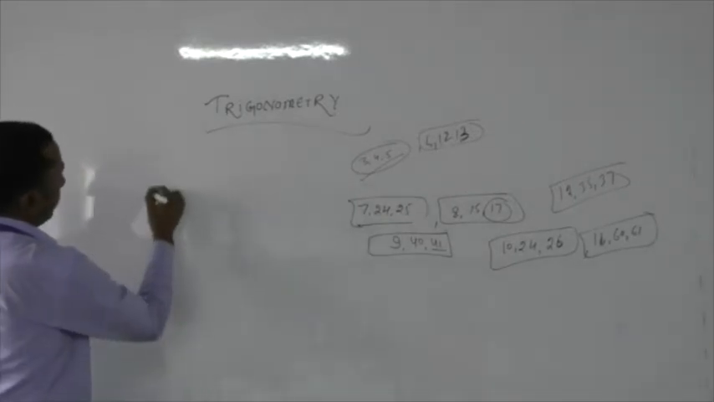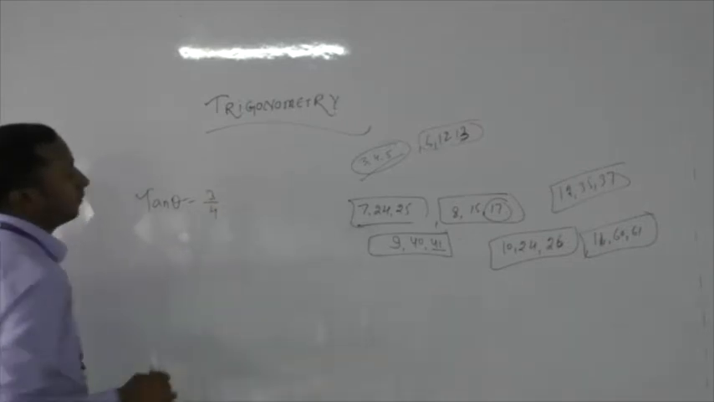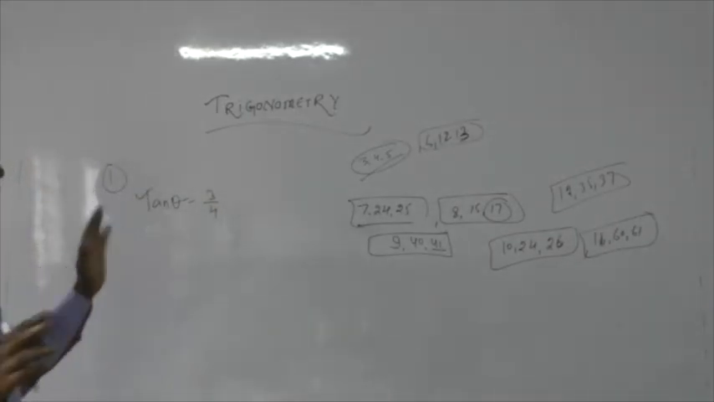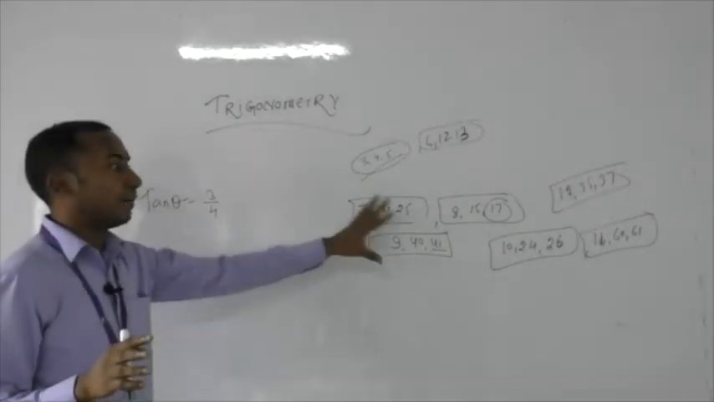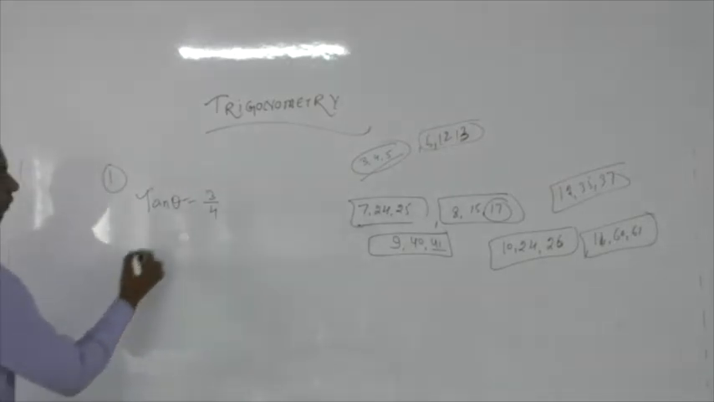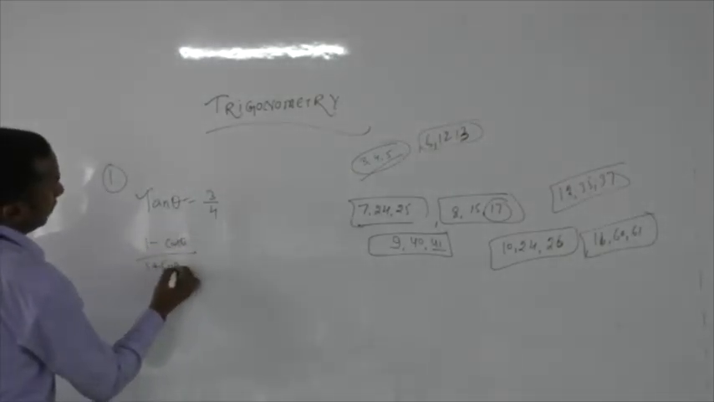This is the question. Tan theta is equal to 3 by 4. Question number one. Based on this Pythagorean triplet, you don't have to apply the Pythagorean theorem completely. Apply this formula that I told you. So tan theta is equal to 3 by 4. Find the value of 1 minus cos theta divided by 1 plus cos theta.